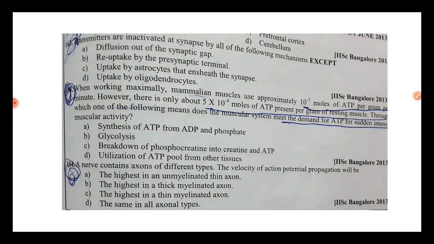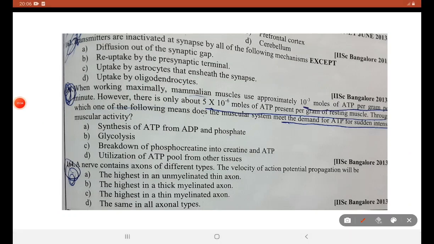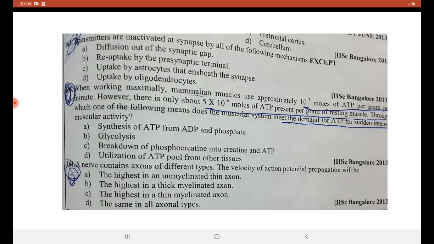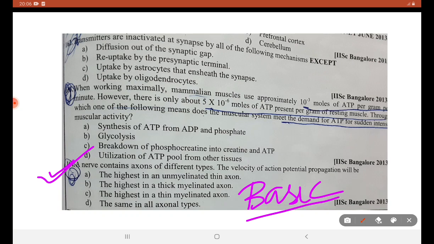161, we have seen that. Now, this question from Bangalore IASC 2013. Nerve contains axon of different types. Velocity of action potential propagated will be highest in the thick myelinated axon. This is a basic question. Very, very basic.